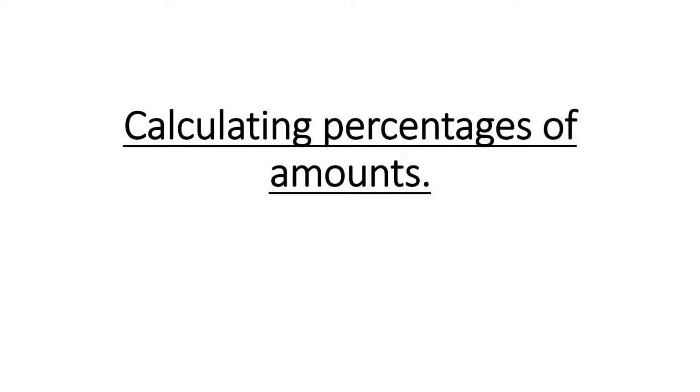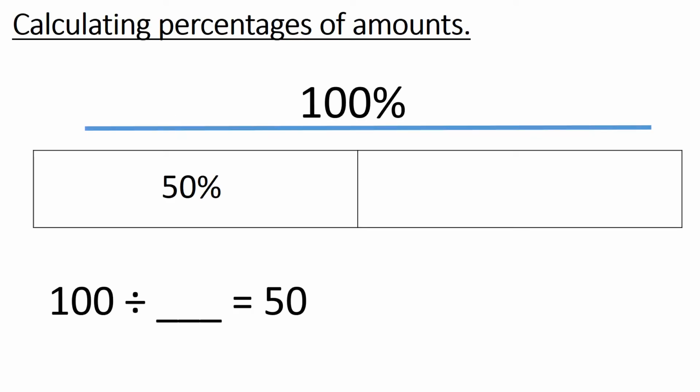Thank you for taking just 10 minutes out to watch this video and complete a really short activity on calculating percentages of amounts. There are different ways you can calculate percentages, but let's think about if you wanted to calculate 50%. We know that 50 add 50 is 100, so you're dividing 100 by 2. If you needed to find 50% of a number, it's the same as finding half. You could divide by 2.